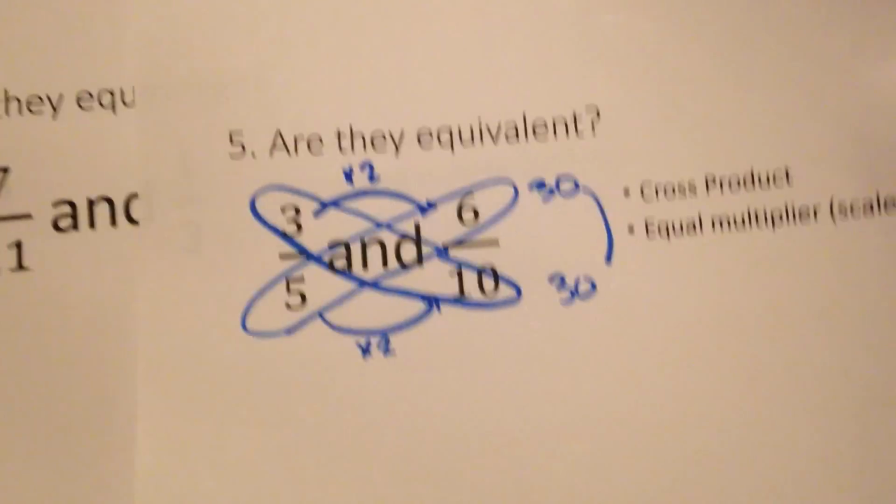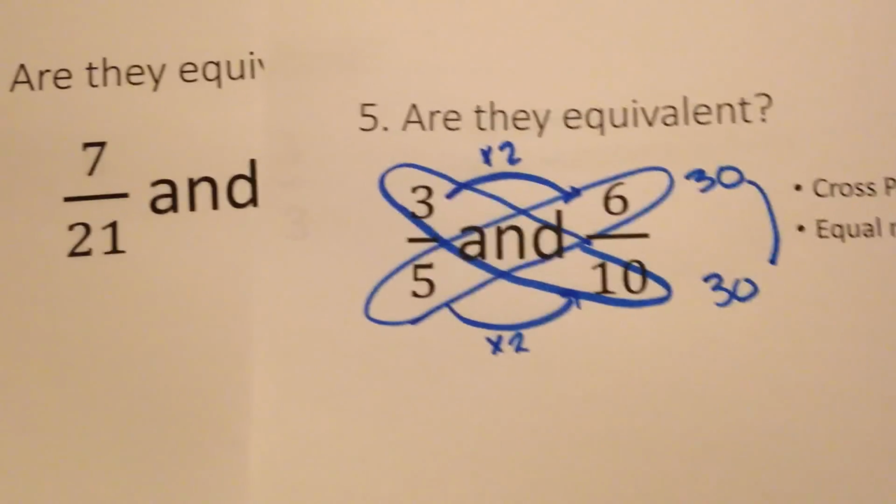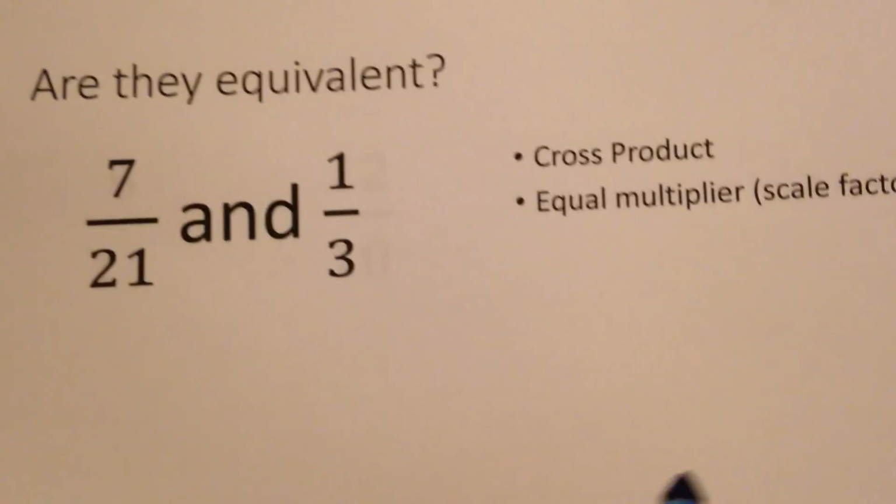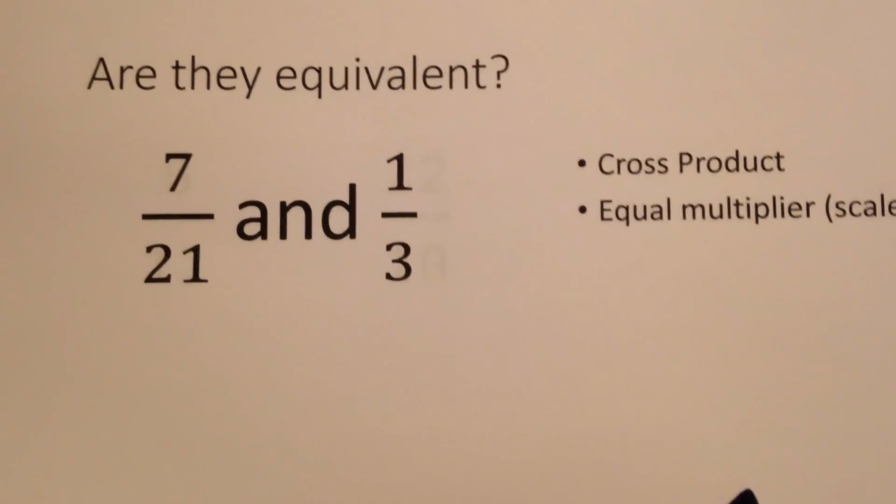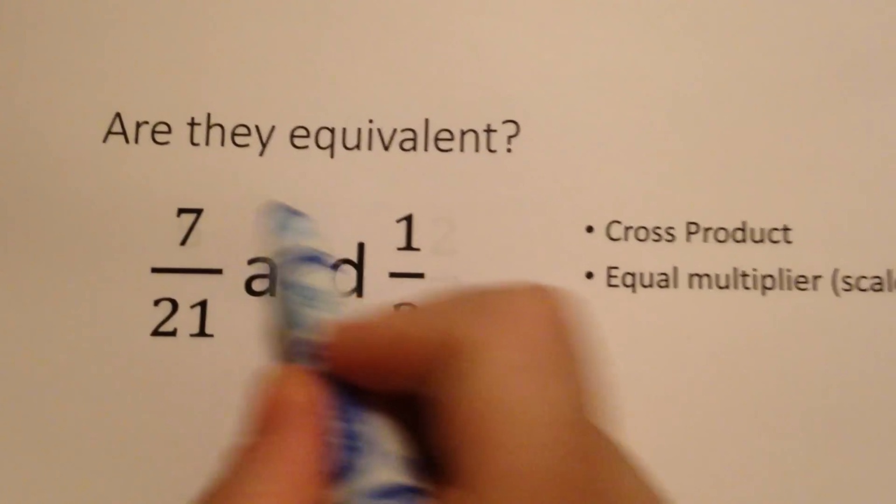See, on this first one, the numbers got bigger. We multiplied. But are these equivalent? Is there a relationship? How do you get from 7 to 1?